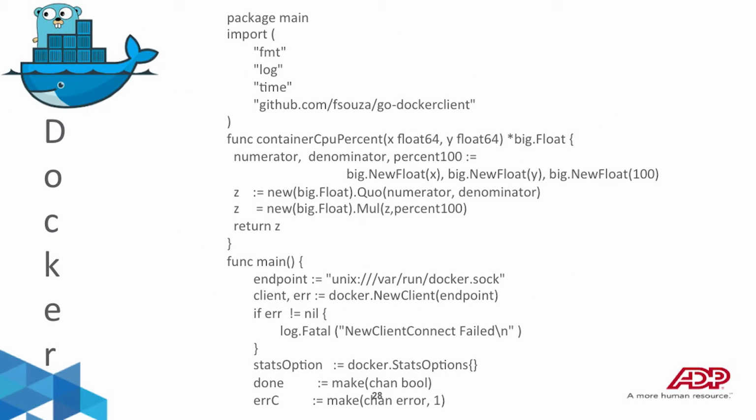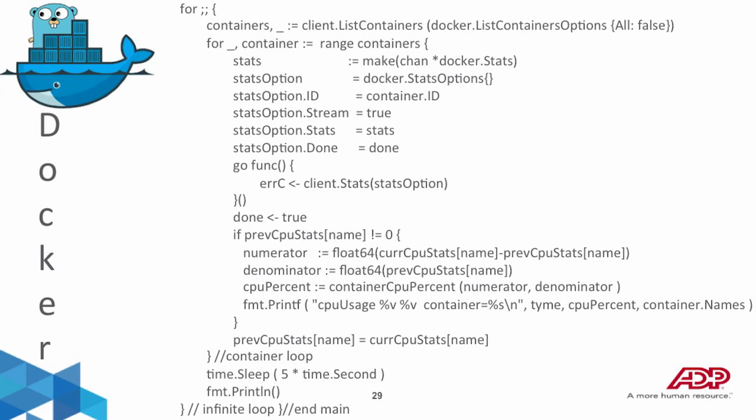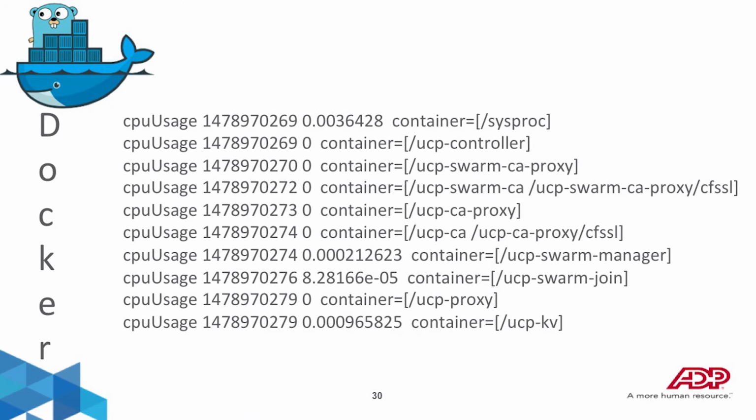So the other one we're working on is Go. And I'll show you this as well. This is Go code that's actually going into UCP of a swarm, and it's actually pulling out all the containers that are running. It's recalculating the CPU time and giving it to you in terms of a percent, and the data would actually appear like this. So it's CPU usage, date and time, percent, and then the container. All right, so we can pull all that information out.